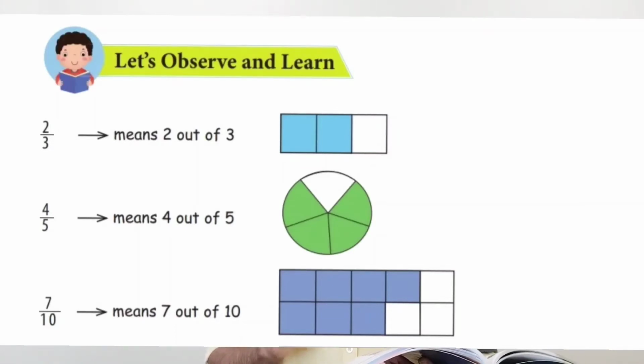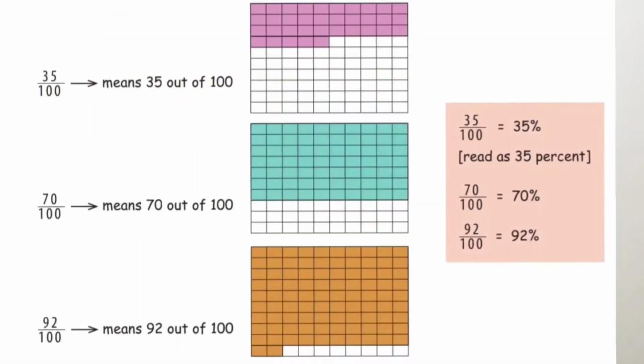Look at the next one, 7 by 10. Can you see the 7 parts that are shaded in purple? That's right. So out of the total 10 parts, there are 7 that are shaded in purple. That is why we call it 7 out of 10. What about the next one? If you count it, there are 35 parts that are in pink. So that's why we say 35 by 100 is nothing but 35 out of 100.